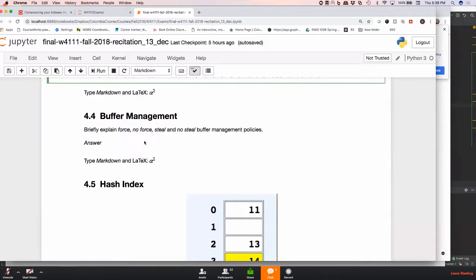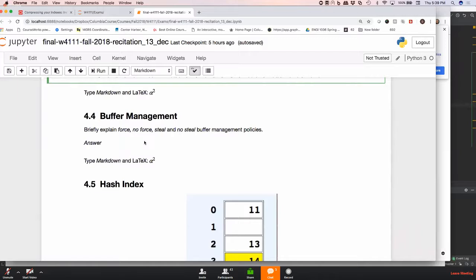So no force is I keep dirty data in memory. I force the log page, but all the transactions are using the log page. So no force saves a lot of write IOs. Steal and no steal.